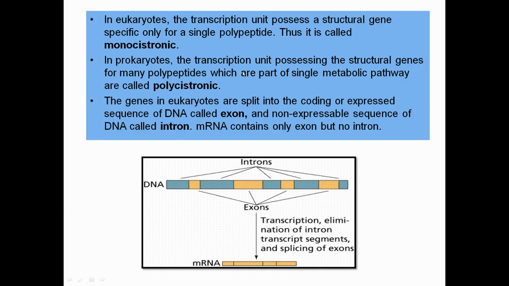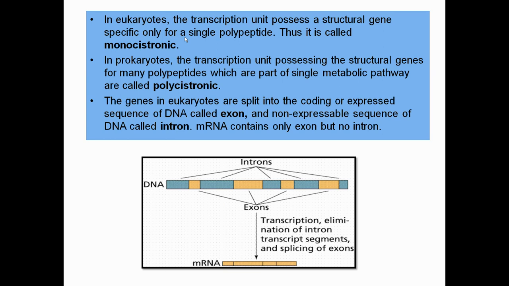Now comes the definition of polycistronic and monocistronic. In eukaryotes, the transcription unit possesses a structural gene specifying only a single polypeptide. As we have seen, it is responsible for the formation of only one polypeptide or protein. Thus, it is called monocistronic. And in case of polycistronic, the transcription unit possesses the structural gene for many polypeptides, which are part of a single metabolic pathway, and that is referred to as polycistronic.